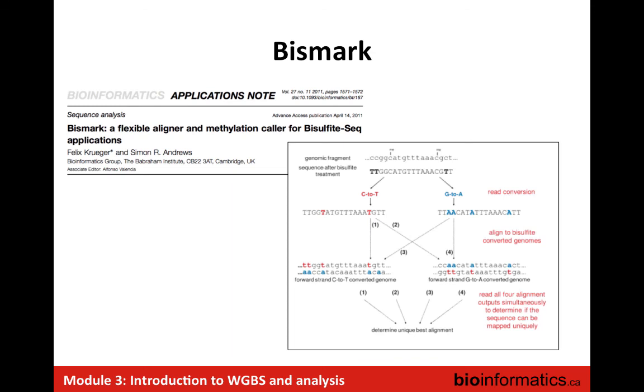So the tool that we're going to be running in the lab is Bismark, which is one of these three-letter-based aligners. One thing we'll have to do in the practical is convert the reads: the C's to T's on the plus strand, and the G's to A's on the reverse strand, and do the same in the reference genome. And then what the tool does is collect the results of these four alignments simultaneously to decide whether this is a usable read, and then ultimately what the methylation state is at that location.